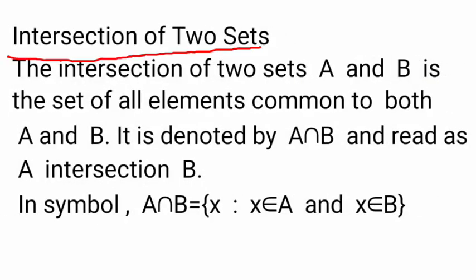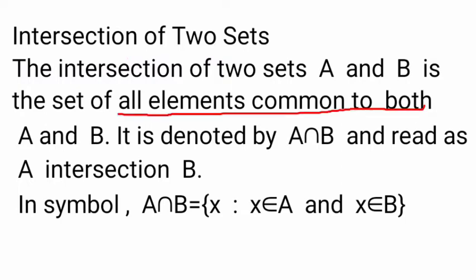Third one, intersection of two sets. The intersection of two sets A and B is the set of all elements common to both A and B. That is the intersection. It's denoted by A intersection B, and is read as A intersection B.